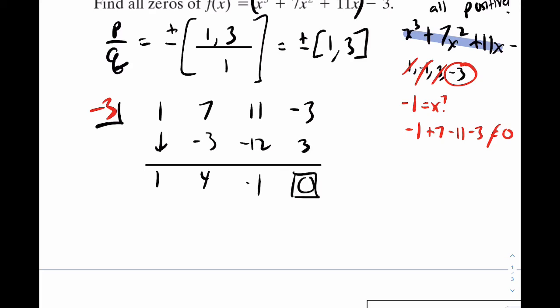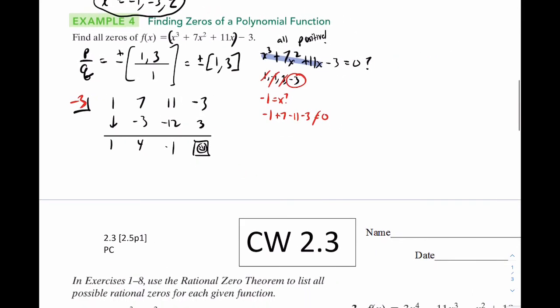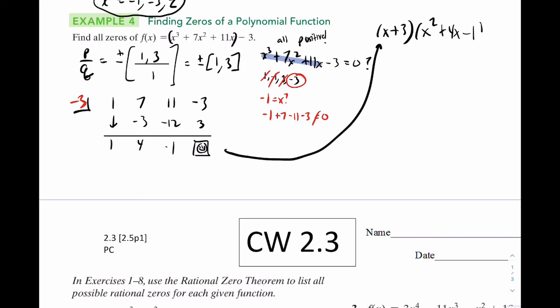And look, we do get our 0. And again, make sure you draw a happy face. You're going to feel good when you get 0, so make sure you really reinforce that for yourself. Now what we're going to do is contextualize. So let's take this answer here. That would mean x plus 3 was the factor. We're multiplying it by x squared plus 4x minus 1, and that should equal 0.